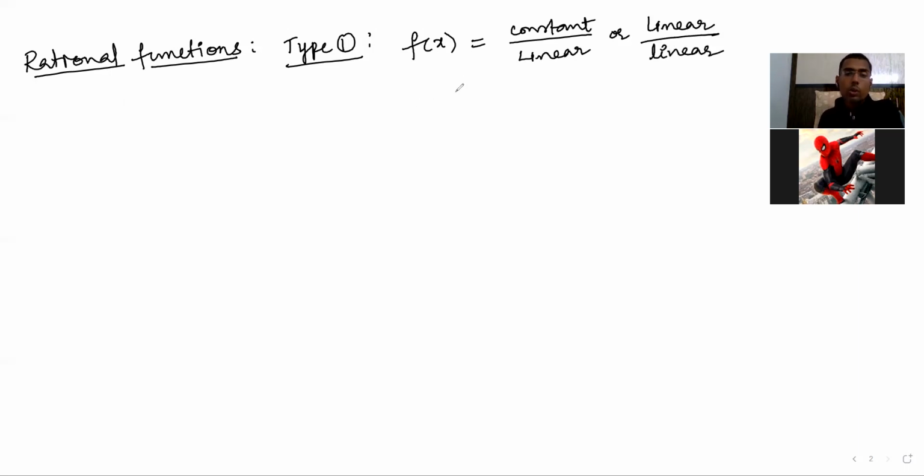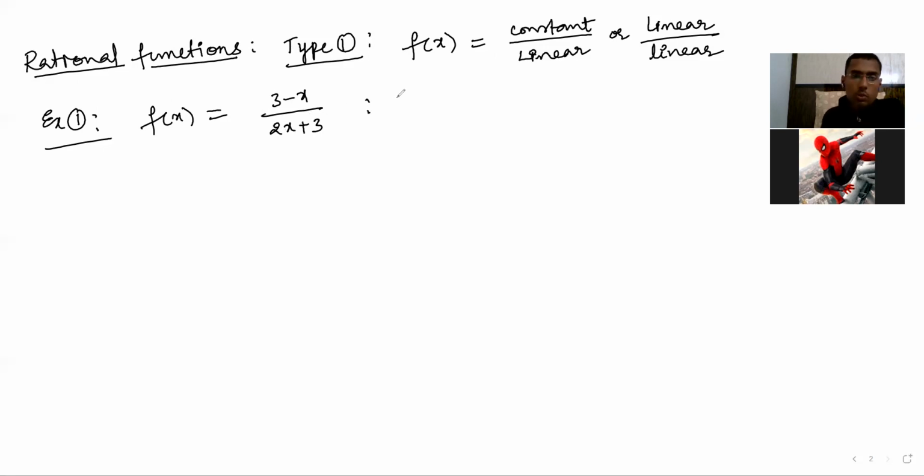So you know how to find the domain. Anyway, you know how to find the domain. And how to find the range, we also discussed. So we discussed an example and we are discussing one more example. Let's take f of x equal to (3 minus x) by (2x plus 3). This is the example. Let's discuss this.